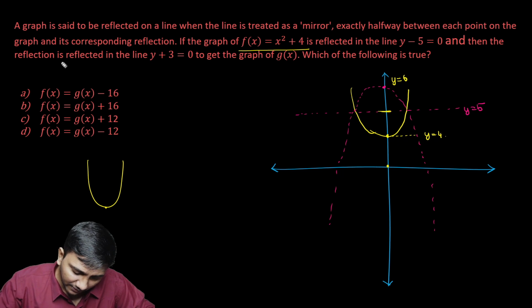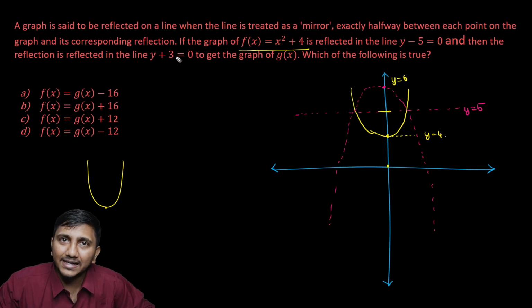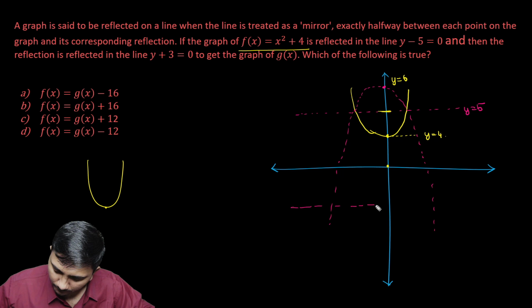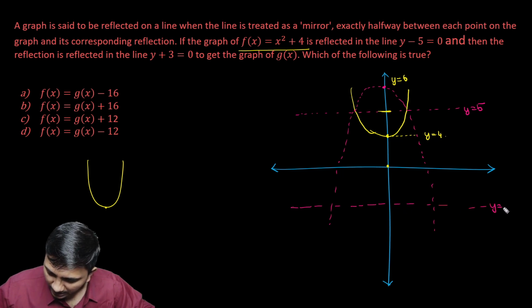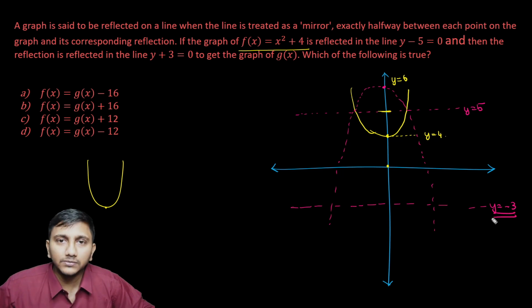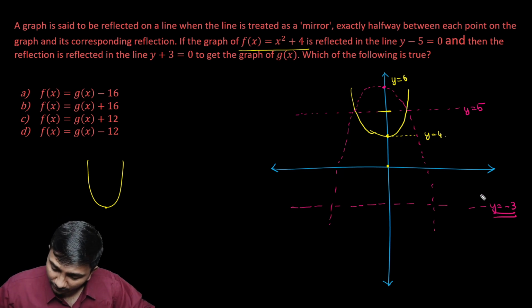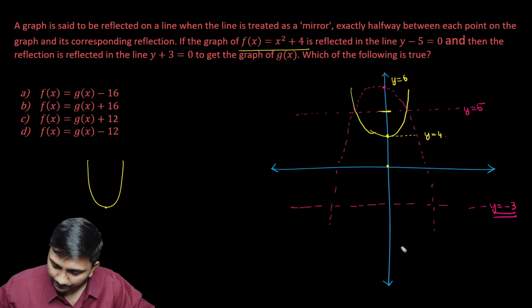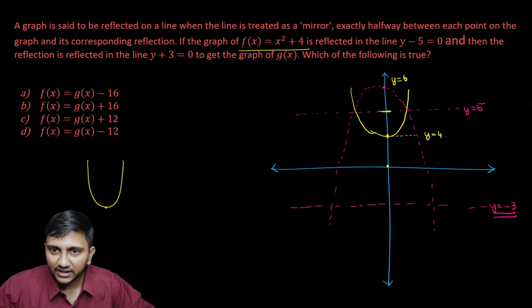Now, the reflection is reflected in the line y plus 3 is equal to 0, which is basically the y is equal to minus 3 line. So that's going to be somewhere down. So let's take it like this. Let's say this is the y is equal to minus 3 line. Now when I have to reflect, whatever is below this will go above, and whatever is above that line will come below. So let's take that one.